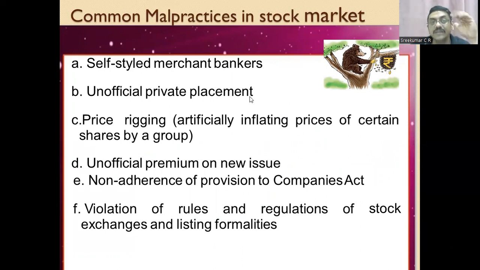It was actually, we can say, merchant bankers doing fraudulent activity, unofficial private placement. Private placement means giving shares to some individual institutions. Intentionally, they were giving to private people rather than to the bulk public. Price rigging, unofficially, is actually artificially inflating the prices of some company's share. Then unofficially, they will give some shares at a premium price.